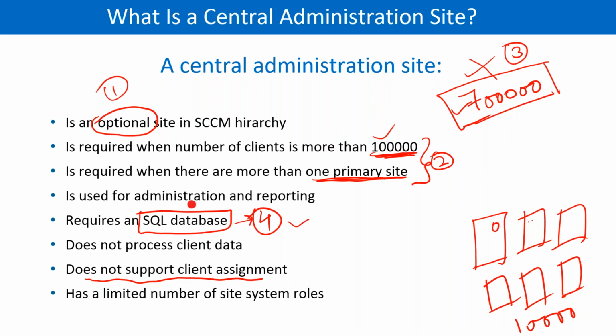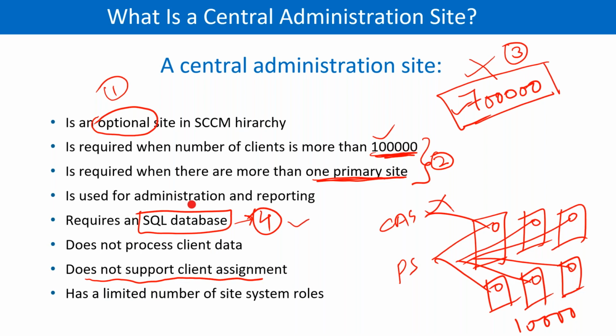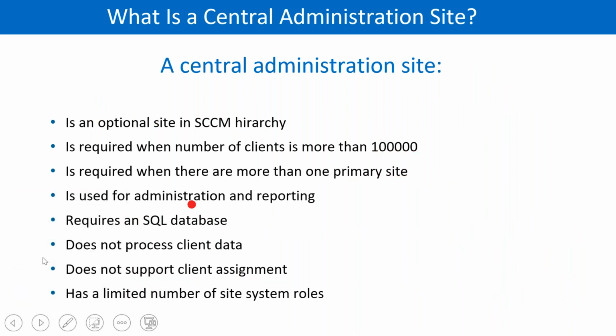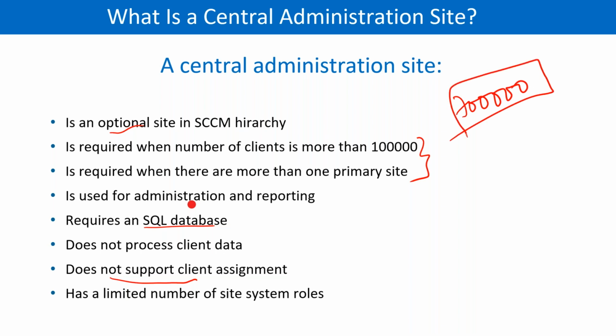Now you need to install a client in each computer, an SCCM client. The SCCM client will always talk to the primary site. They will never talk to CAS, they will never talk to the central administration site. Understood, guys? So that is a central administration site. The first thing optional, second thing it is needed because of these two reasons. It needs a SQL Server database, it does not support client assignment, and it supports 700,000 devices.